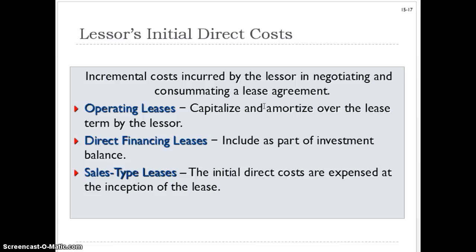If it's a direct financing lease, right? This is the type of lease where there's simply a financing of an asset, just simply a lease. Then you're going to include it as part of the investment balance, all right? So part of the value of the asset. Sales type lease, this is when you're actually kind of selling it, right? You're dealing with a dealer or a manufacturer, and there's that initial gain, right?